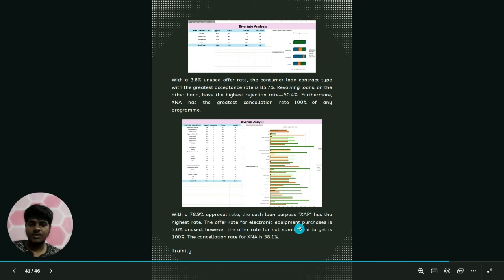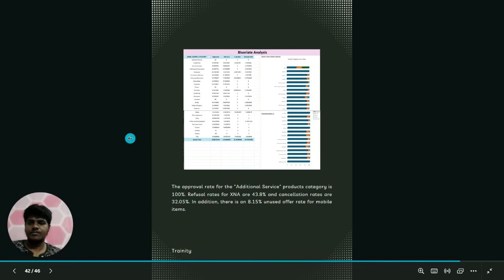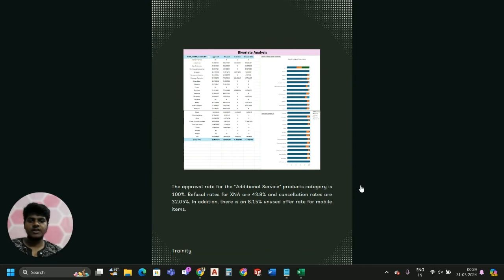When it comes to the cash loan purpose, XAP has the highest approval rate, and electronic equipment purchase has the highest unused offer rate, whereas XNA has the highest cancellation rate. When it comes to the product category, additional service has the highest approval rate, XNA has the highest refusal rate, and the cancellation rate also refers to XNA. When it comes to mobile items, they have the highest unused offers.